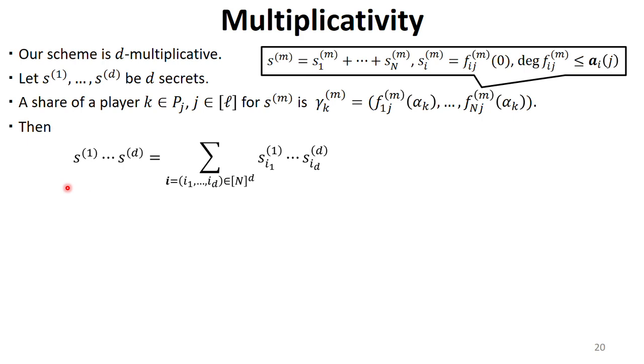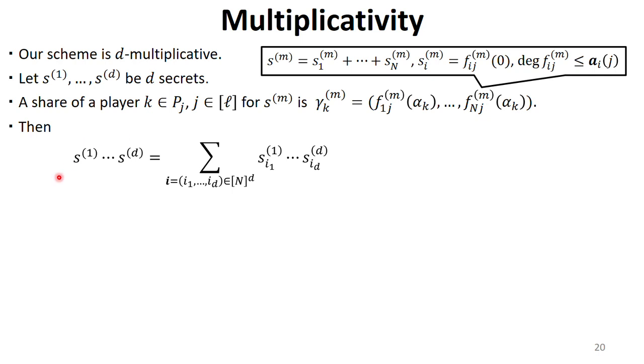And next, I prove that our scheme is d-multiplicative. So consider any d secrets S1 to SD. Player K receives n field elements for each secret. From the construction, each secret Si is first divided into n field elements, and each Si to M is shared via some polynomial.